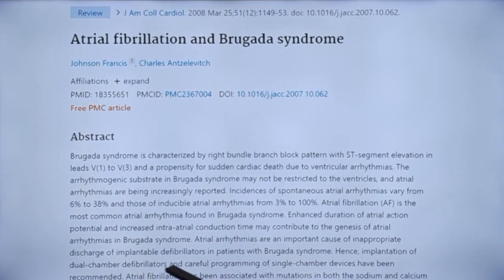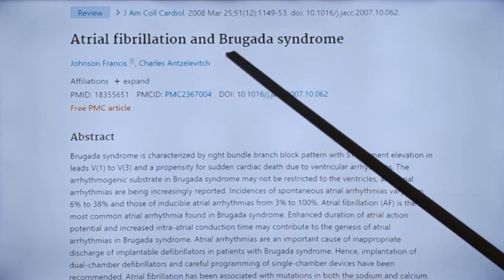Dual chamber ICDs are naturally more costly and will have more problems because of two leads. So another possibility is careful programming of single chamber devices to prevent inappropriate shocks due to atrial fibrillation. Atrial fibrillation can occur with sodium and calcium channel mutations in Brugada syndrome.